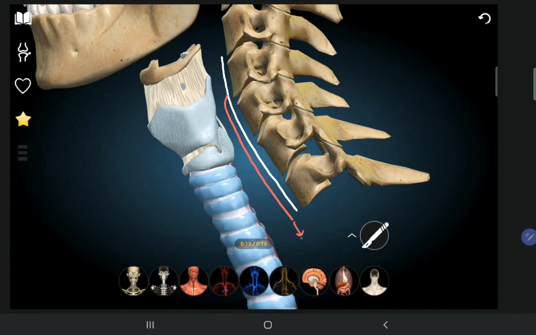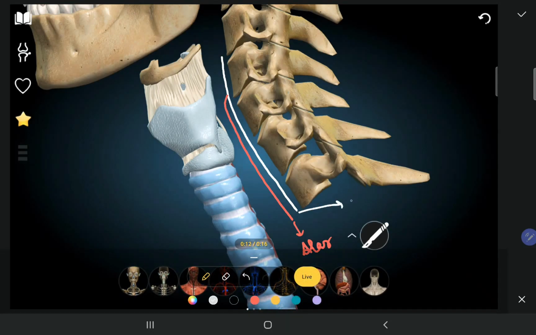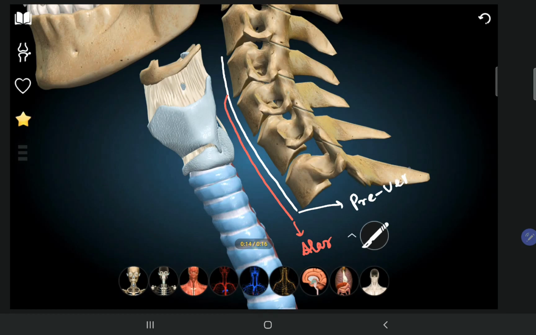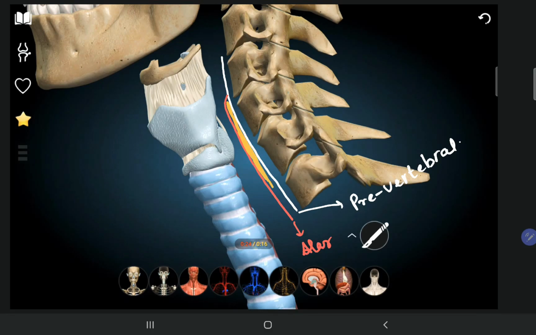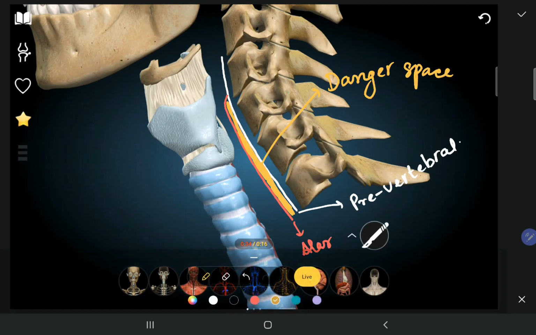So this red one is going to be our alar fascia. The one which is behind the alar fascia is our prevertebral fascia, and in between this space is known as the dangerous space. So this is going to be the danger space. Why is it known as the danger space? Because the infection from here can go into the mediastinum, into the chest cavity.